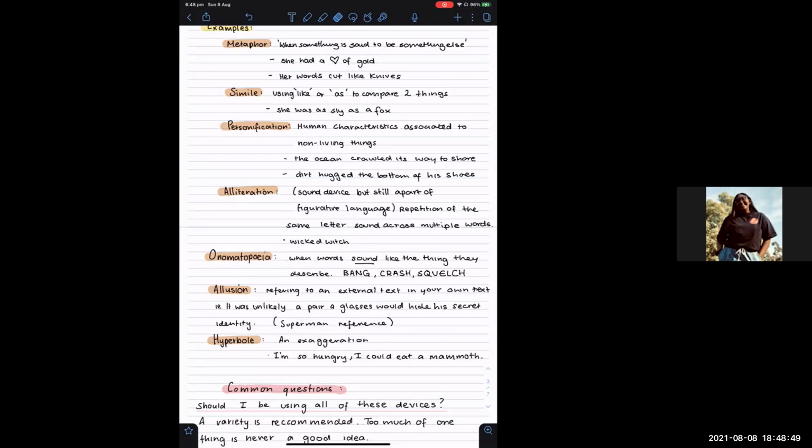It wasn't related to this, but could you send the PDF to Melvin so you can put it in the WhatsApp group? Yes, I can. I will do that immediately after the lesson.